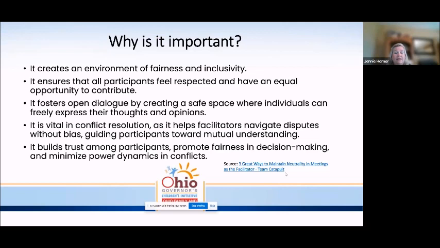It fosters open dialogue by creating a safe space where everyone can express their thoughts and opinions. It's very vital in conflict resolution, especially if there are members in the group that are not agreeing on something, or if something gets heated in the middle of the meeting. It's important to have that person that is objective in the room to calm everyone down and make sure voices are still heard, but in a respectful manner. And it builds trust among everyone in the room. Everyone knows what they're getting once they enter that meeting.